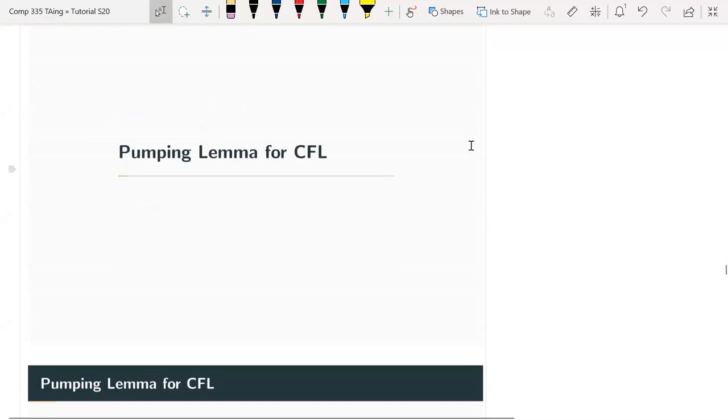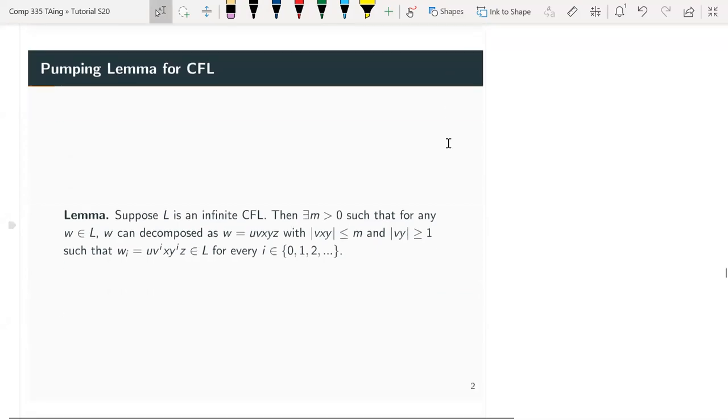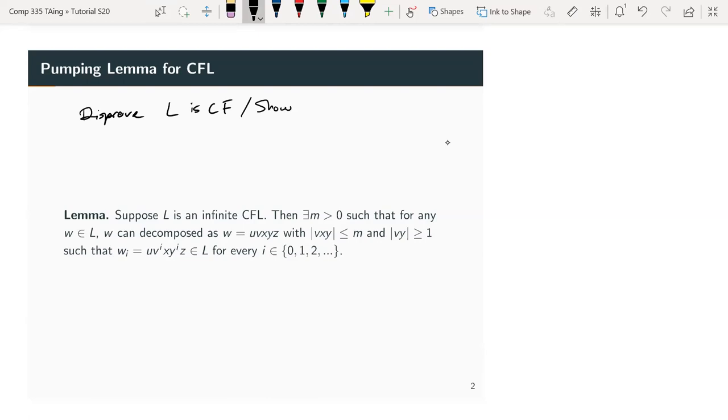So like we had a pumping lemma for regular languages, we also have a pumping lemma for context-free languages. And again, very similarly to that for regular languages, the pumping lemma for context-free languages is only used to disprove that L is context-free. So in other words, you use the pumping lemma to show L is not context-free. So you can never use the pumping lemma to show that a language is context-free. You can only use it to show that it is not context-free.